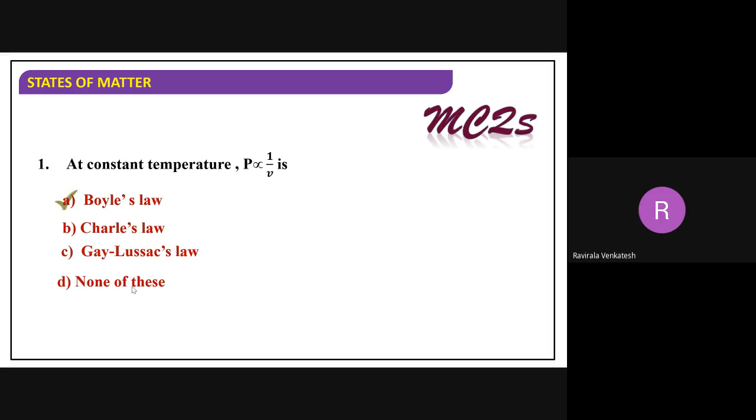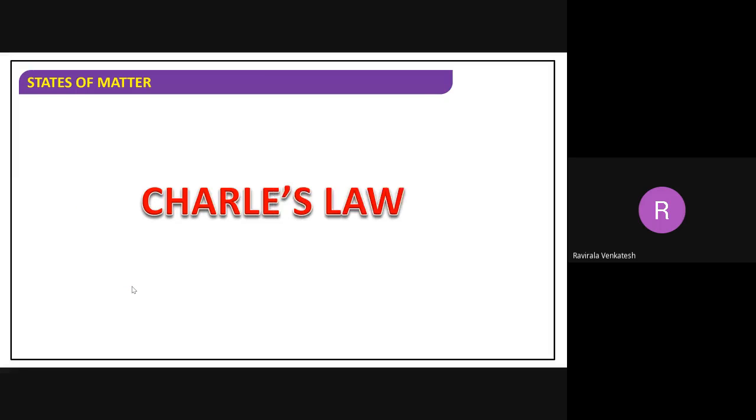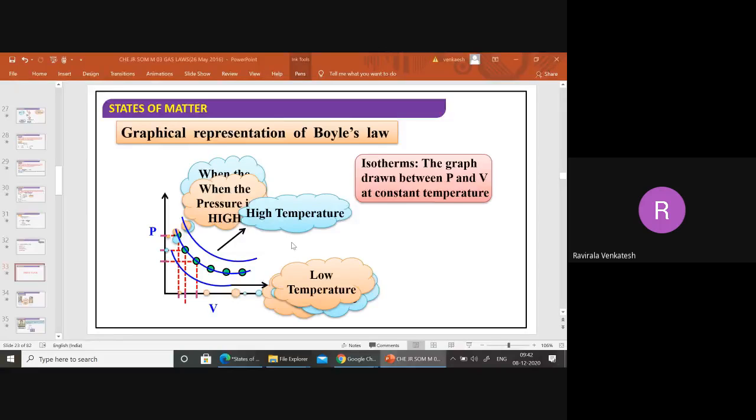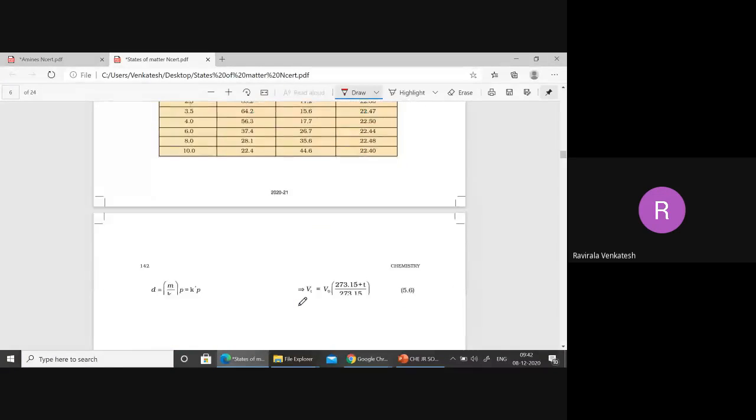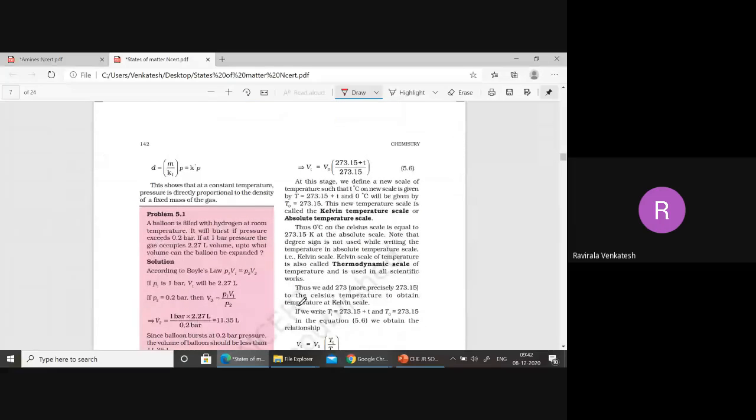Which law is next? This is very simple, no need to ask. Let me see Charles law now. Let's see Charles law. This is the formula we have already taken. This problem we have already done.